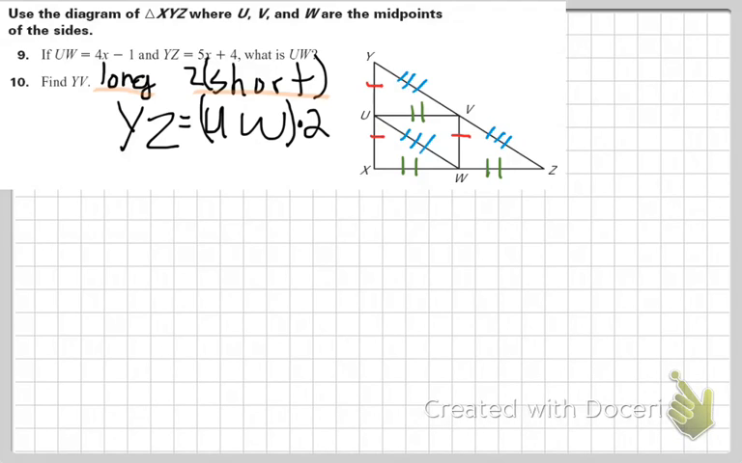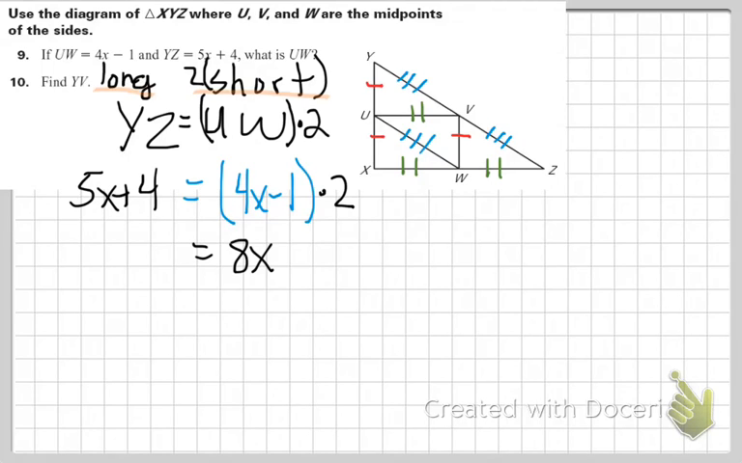So let's go ahead and do that. So if we go here, UW, they said is 4x minus 1. And then we're going to times it by 2. And that's going to equal YZ, which is 5x plus 4. So I'm going to get 8x minus 2 equals 5x plus 4.